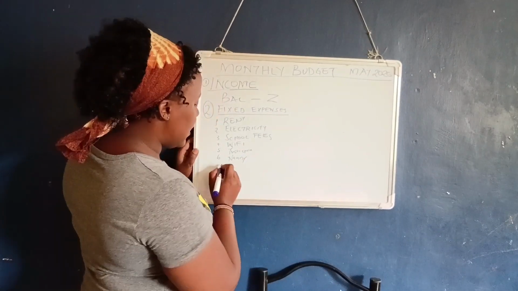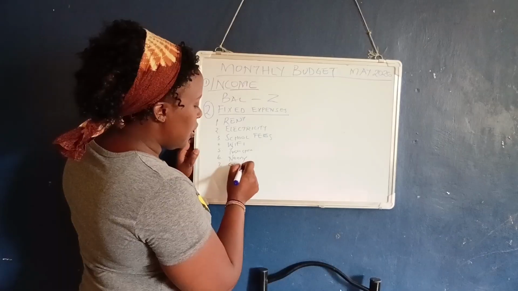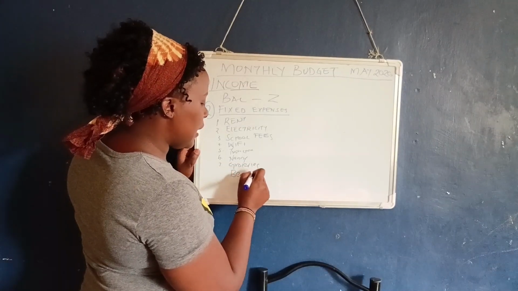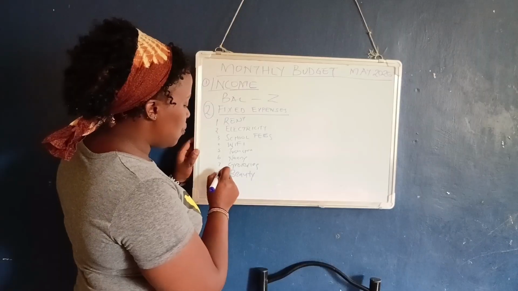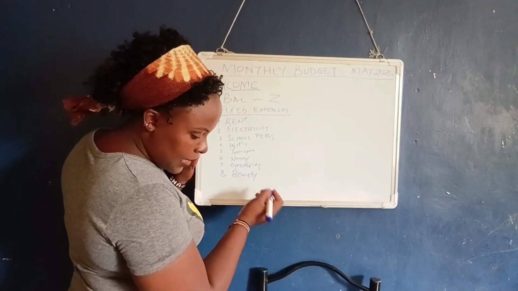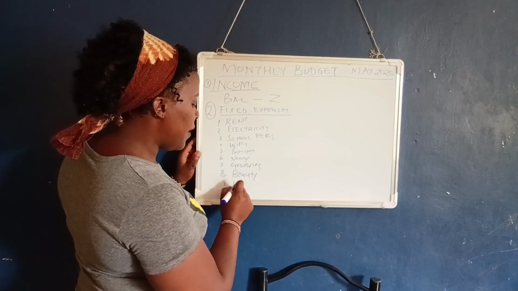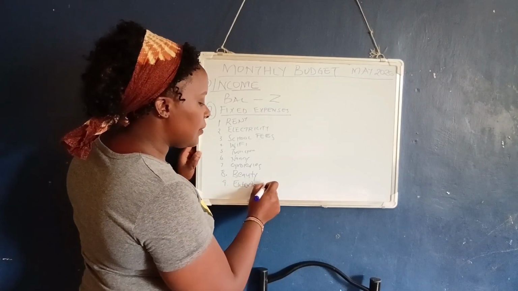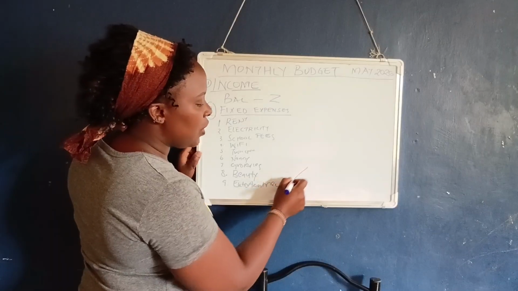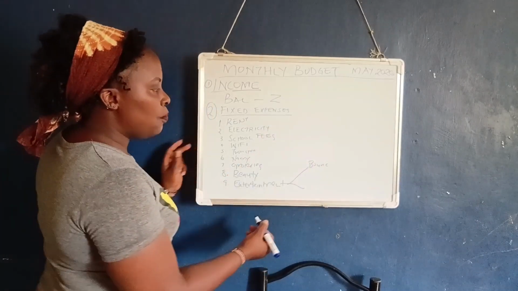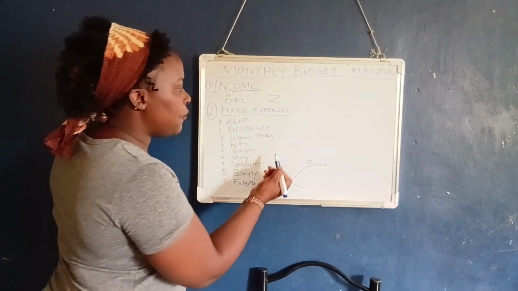Then we have things like groceries. We have things like beauty. If you're a lady, if you're a man, you need to get your head shaven. You need to do some facial. You need to do your nails. That falls under beauty. And then also we have entertainment. Maybe you go out sometimes in a month. You take your kids to go to the bouncing castles. This will depend on you, but you have to list down your fixed expenses.